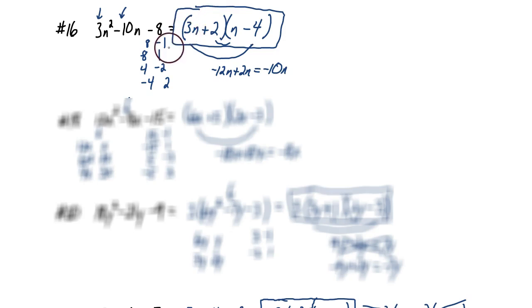If we had made a wrong choice, we would simply erase those numbers and try them with the opposite signs, or try them by putting the 4 here and the 2 here. And if that had not worked, then we would have tried using the 8 and the 1.